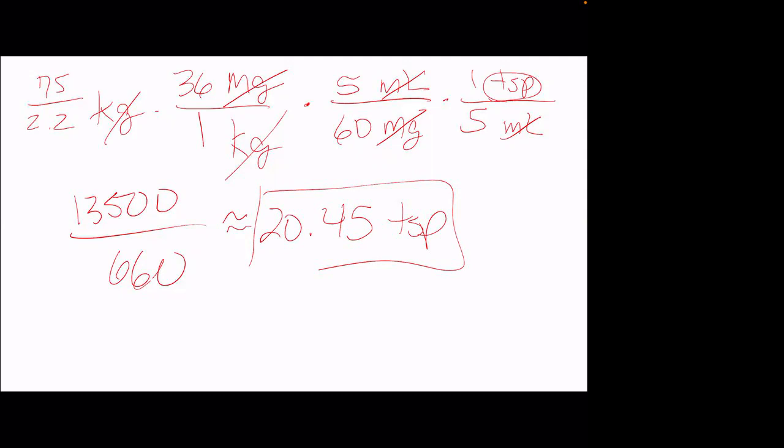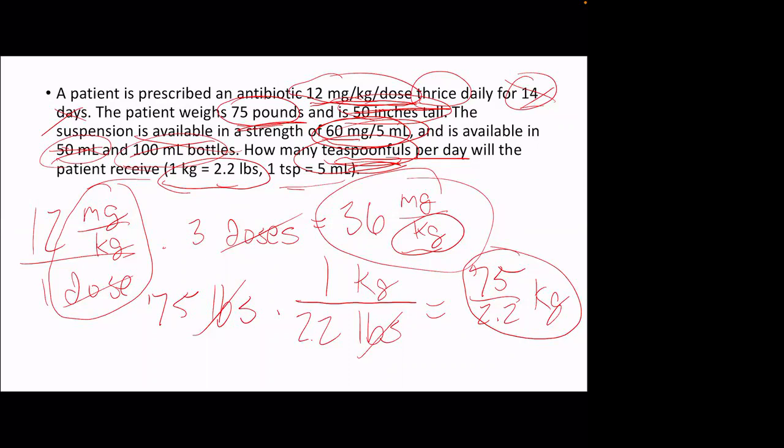So let's look back and see how we thought about this and how we used dimensional analysis to solve it. First, we figured out how much of the antibiotic we needed every day per kilogram by multiplying by 3. That got us to 36. Since that was per kilogram, we had to convert our patient's weight to kilograms. We did that, and then we started combining them. We multiplied the kilograms by the milligrams per kilogram to convert to milligrams, to figure out how many milligrams per day would be needed.